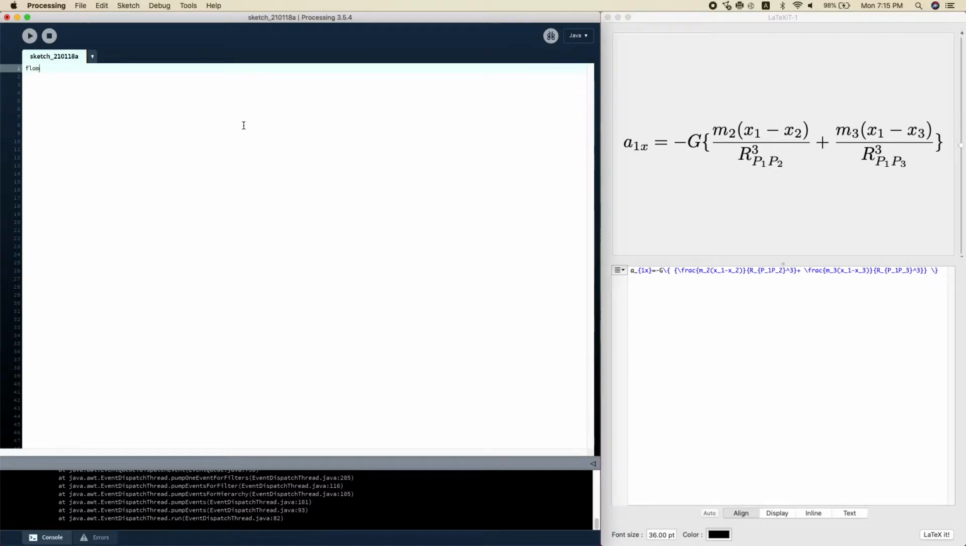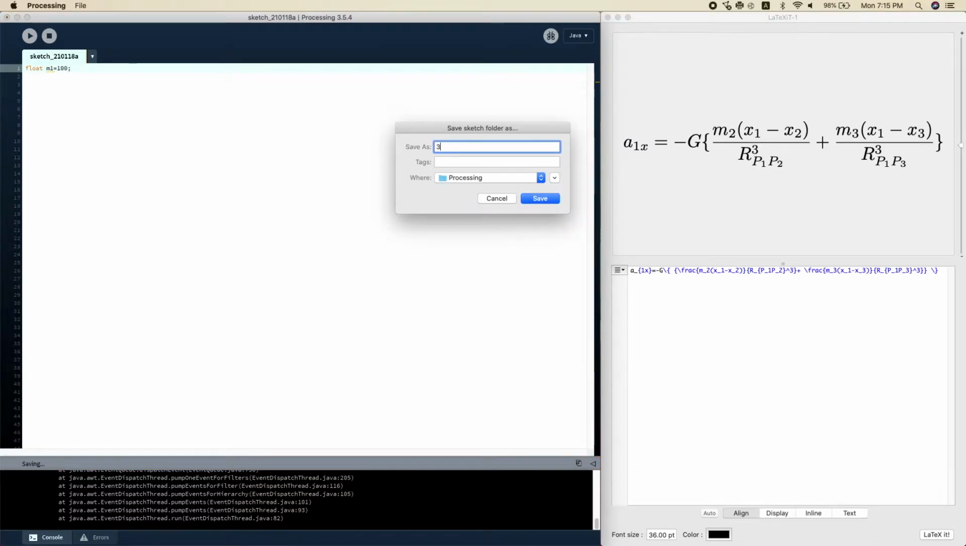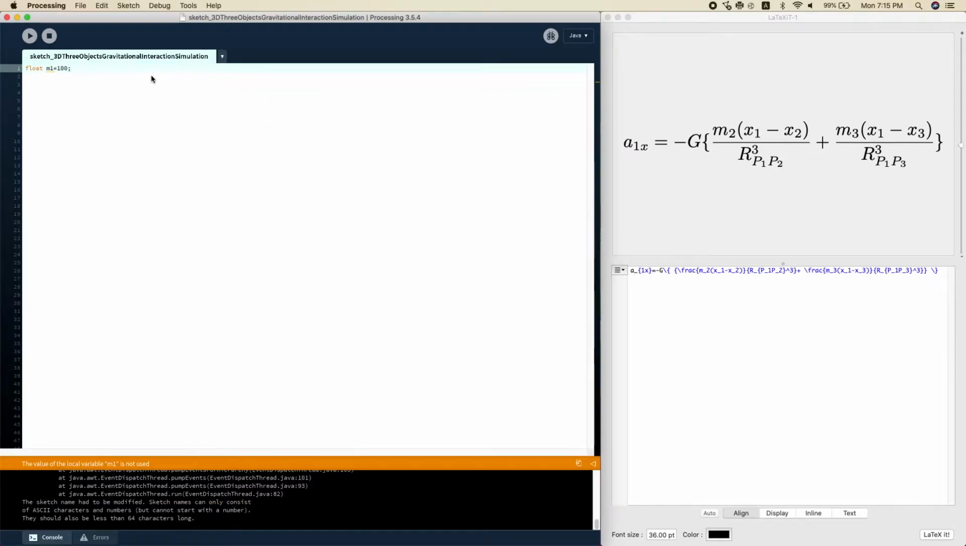So we're going to need our mass. I'm going to give it a value of 100, because for now I'm just going to give it a value of 100. I'm going to first save that into a 3D pre-objects gravitational interaction simulation. Yeah, I'm going to call it like that. And for now, I'm just going to give all three masses a mass of 100 units.